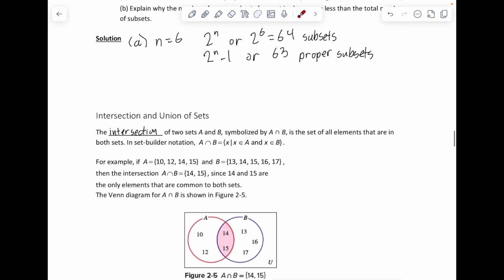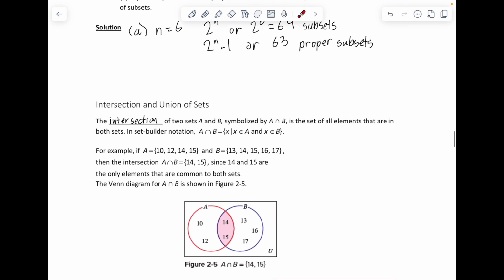We can illustrate an intersection with a Venn diagram. So here we can see that, again, the rectangle represents the universal set. This red circle represents set A, then the blue circle represents set B. And we see there's a little bit of overlap between the two circles, right? The overlap region represents the intersection. And inside that overlap region, we put the numbers 14 and 15, right? Because those are the numbers shared in common.